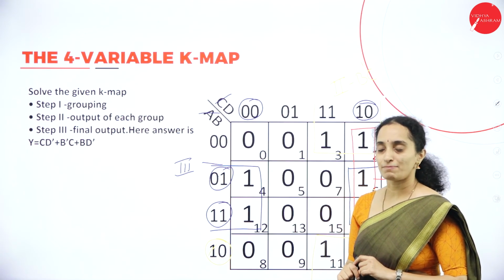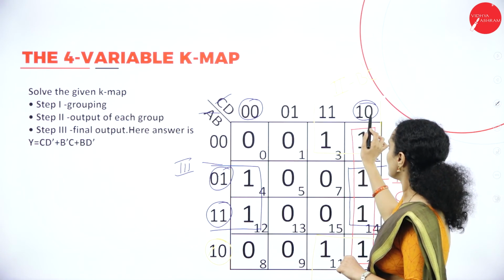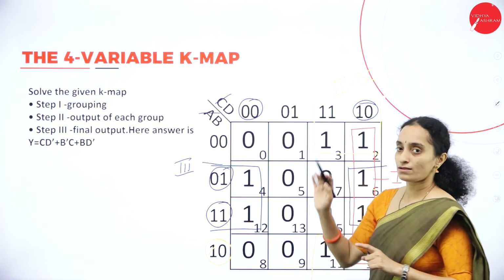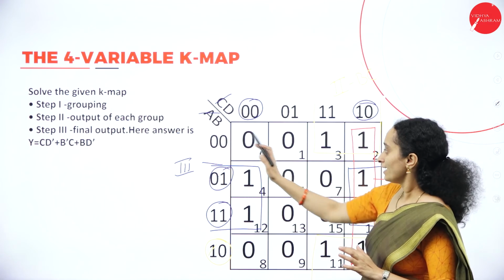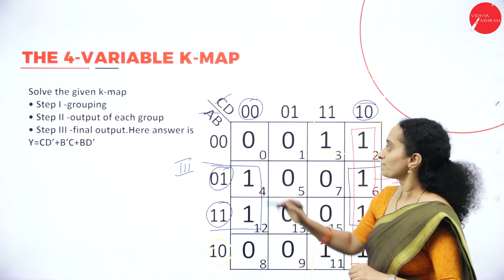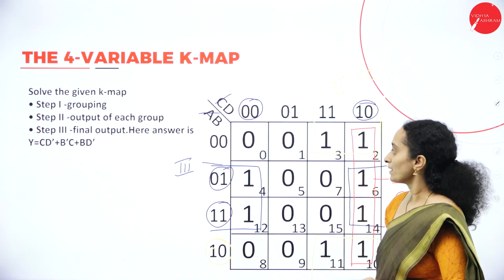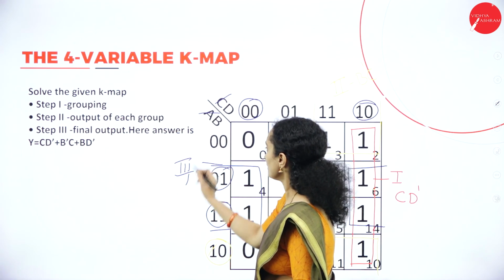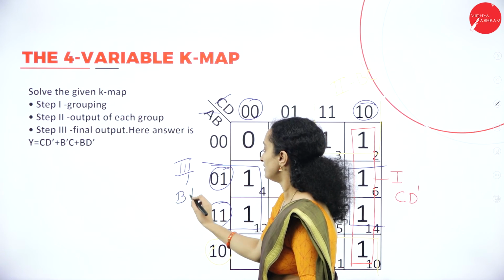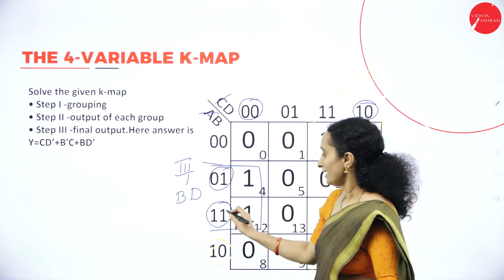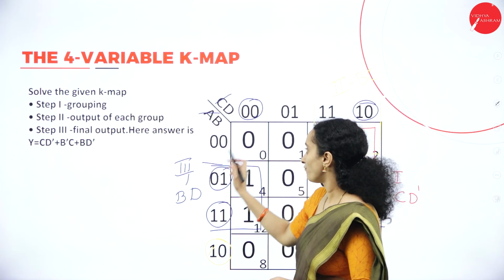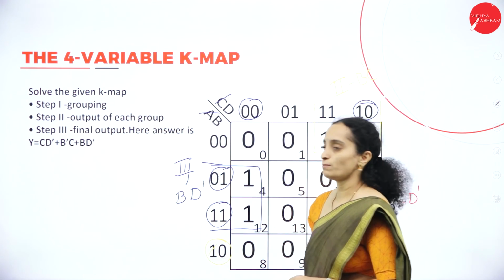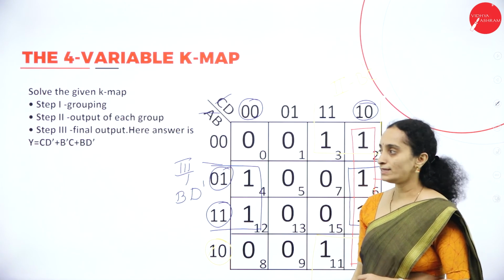Let's check with the variable D. D is not changing the state. It is remaining in the complement state in both the cells. So, you can consider D. The group will have the expression B and D, where B is in the non-complement form, whereas D is in the complement form. So, you have B into D dash.